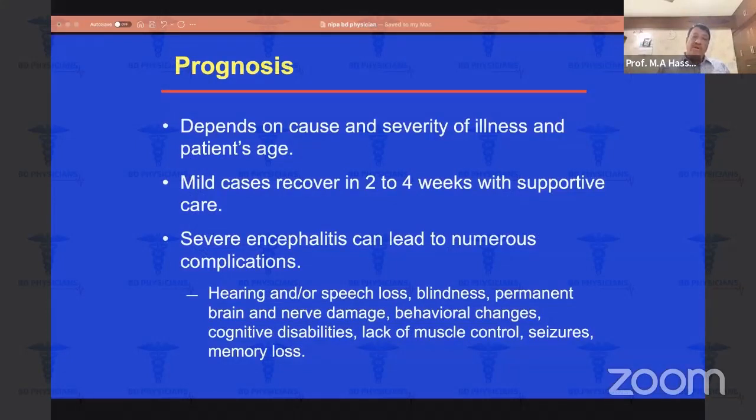Prognosis depends on the cause, severity of illness, and comorbidities. Mild cases usually recover within 2 to 4 weeks, but severe encephalitis can lead to dangerous complications, even hearing, speech, and blindness problems, permanent brain and neurological damage, behavioral change, cognitive disabilities, post-encephalitis syndrome, convulsion, and some sorts of memory loss. So the neurological sequelae may sometimes persist after recovery.